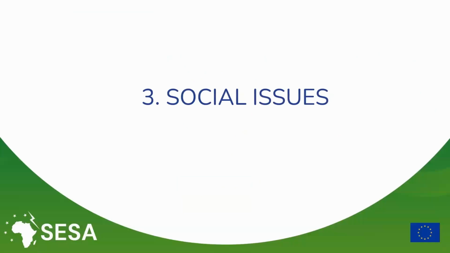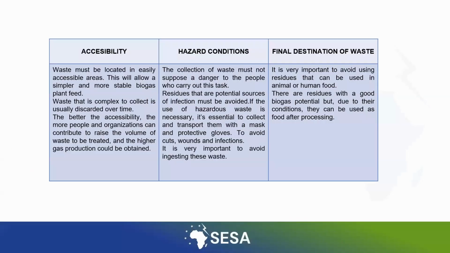Finally, we will discuss the social aspects to be taken into account. Accessibility. Waste must be located in easily accessible areas. This will allow a simpler and more stable biogas plant feed. Waste that is complex to collect is usually discarded over time. The better the accessibility is, the more people and organizations can contribute to raise the volume of waste to be treated, and the higher the gas production that could be obtained.